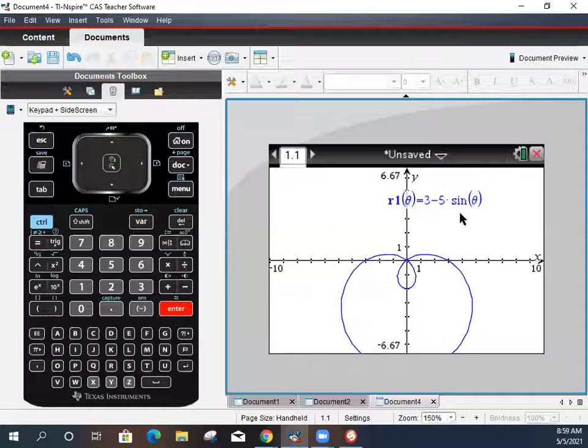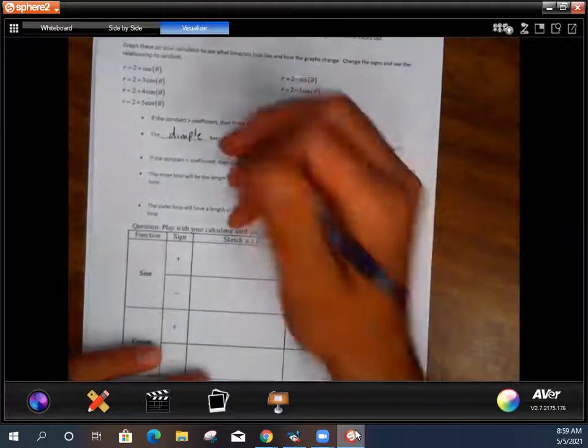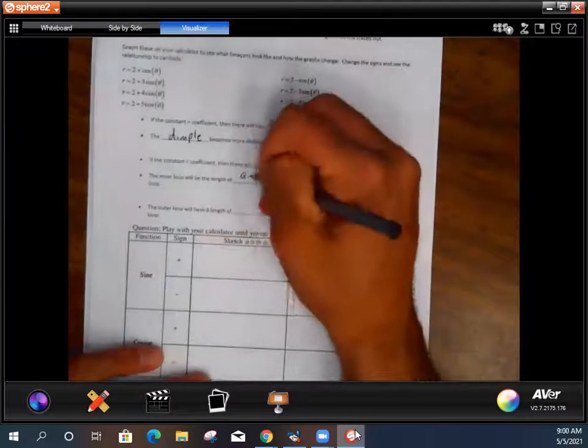All right, and these little rules help you when you're graphing because plotting polar points isn't the easiest thing. So it's good to have other rules to refer to when you're graphing this. So the inner loop will have a length of A minus B.